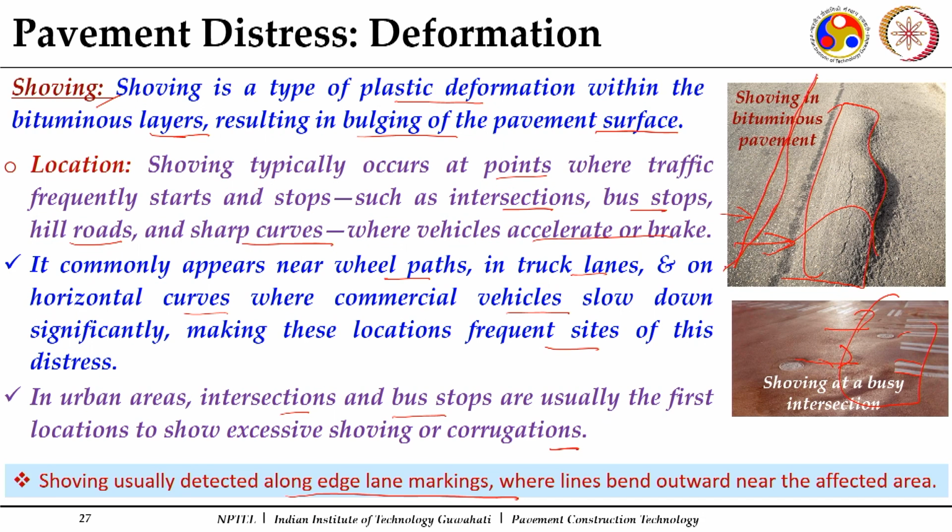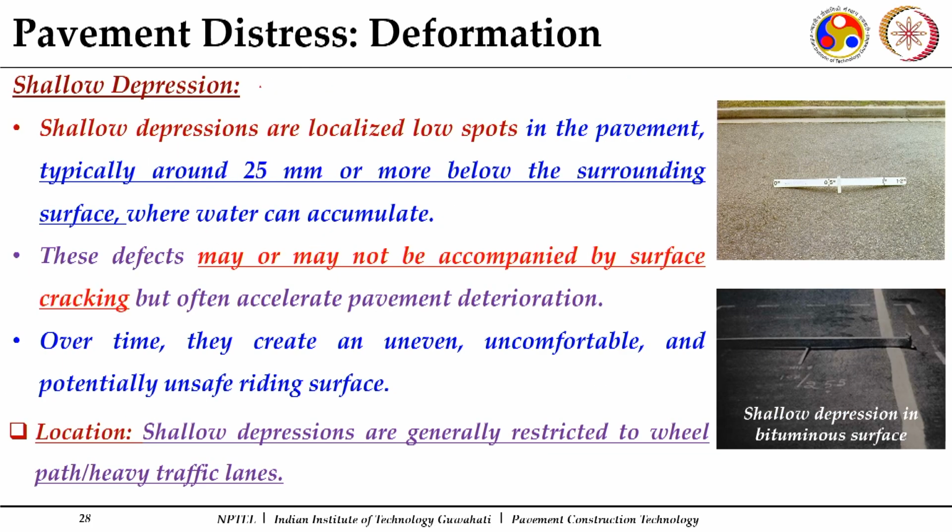So, then you can understand, okay, this edge line has become wavy, the markings for the edges have become wavy, that means there is some mix which is getting pushed or shoving is happening. Shallow depressions, a small amount of localized depressions may be there. So, these low spots in the pavement can be there.